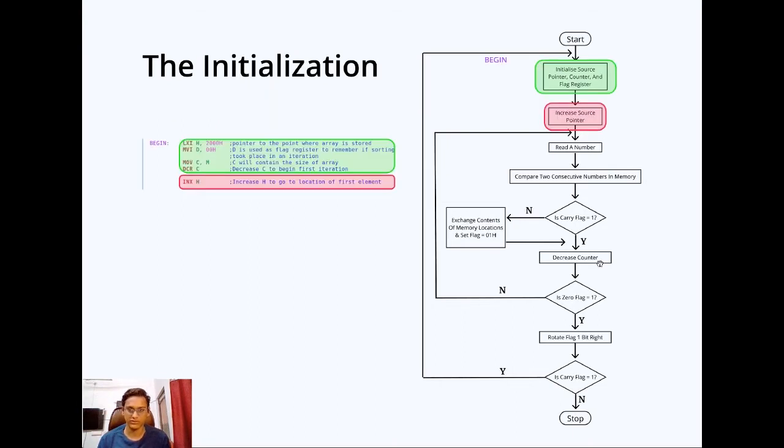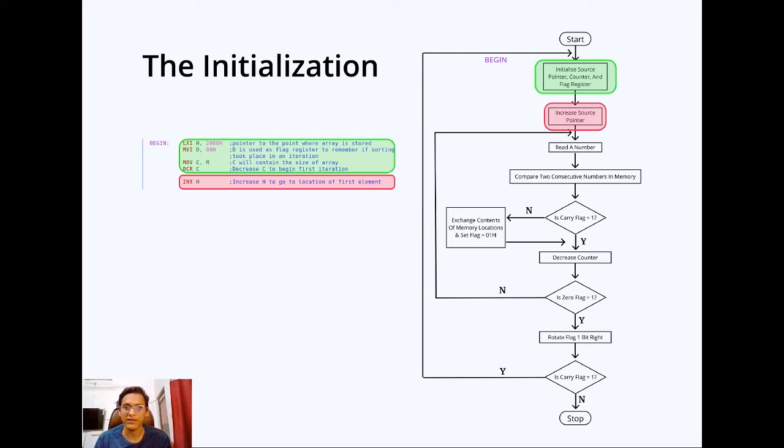The initialization. We are naming this section begin because we would need to come back to this position when we go further down the flowchart. First, the first line is LXI H, 2000H. That means we are storing the value 2000H in the HL register pair. The reason for doing this is to move the pointer to the point where the array is stored.